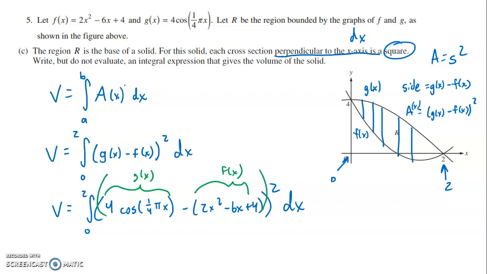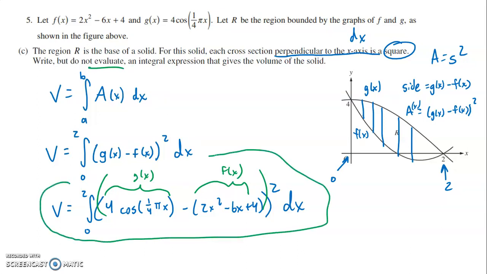So that's it. We did not need to evaluate this one. Basically on this AP question, they made you evaluate on part A. So on part A, we had to do a whole bunch of work, but then parts B and C just want you to set it up. This problem was only worth 2 points. You got 1 point for making sure you had your limits correct, and you got 1 point for setting up the inside part correctly as g minus f squared. Make sure you do have the squared there.